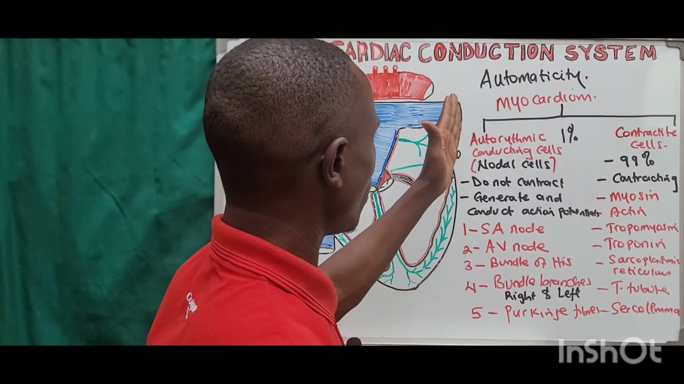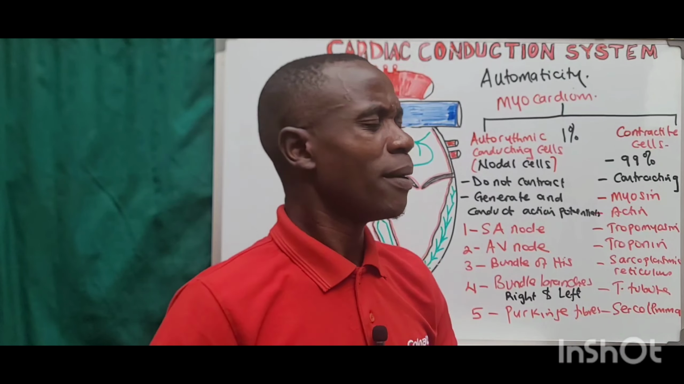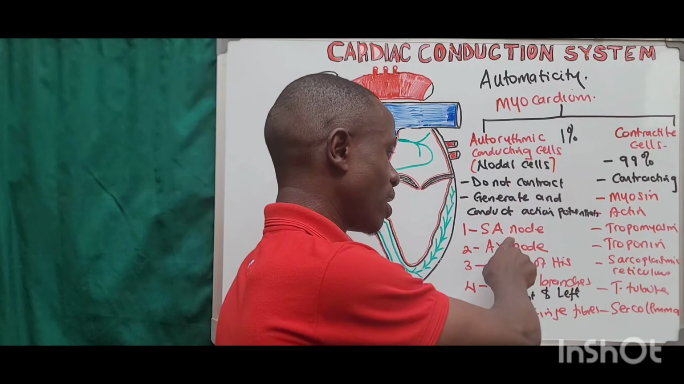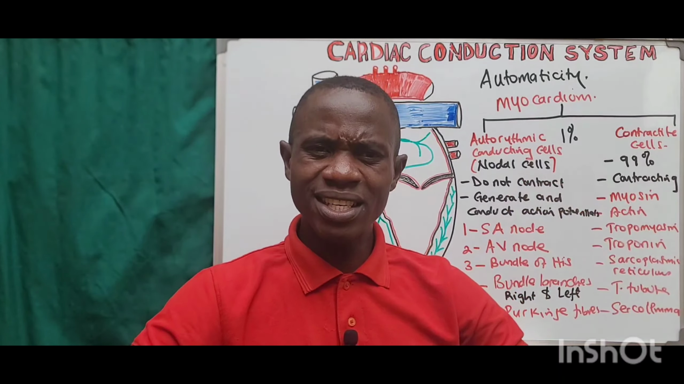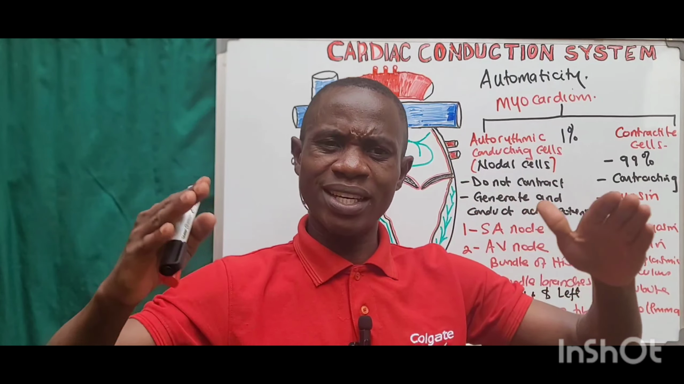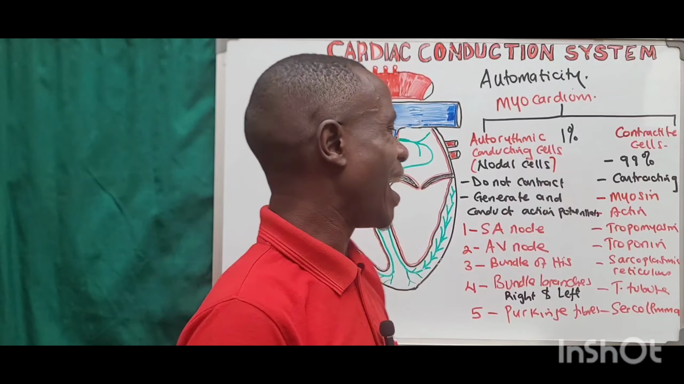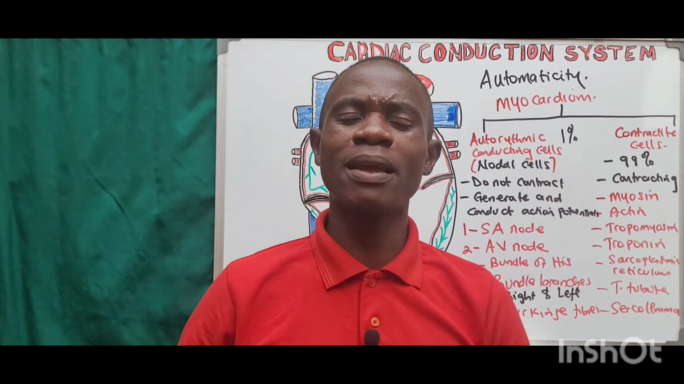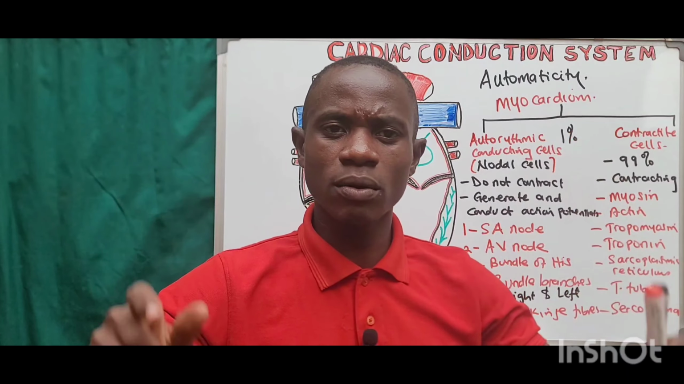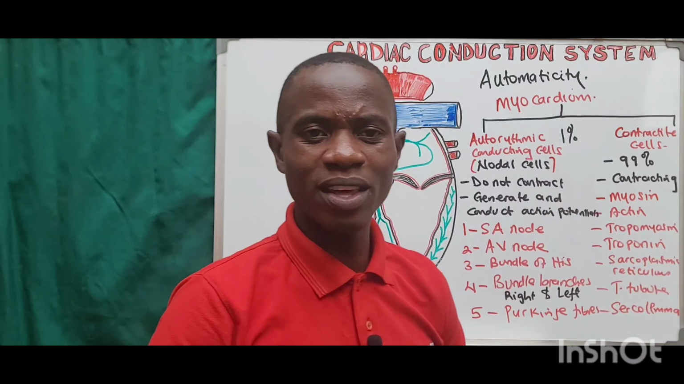These autorhythmic cells are the ones that generate automaticity, primarily the SA node. The SA node generates action potentials that run through the entire heart muscle to cause it to contract approximately 60 to 100 beats per minute, which is a normal sinus rhythm. That is why the SA node is sometimes referred to as a natural pacemaker. We shall go into detail and see exactly where these nodal cells reside.